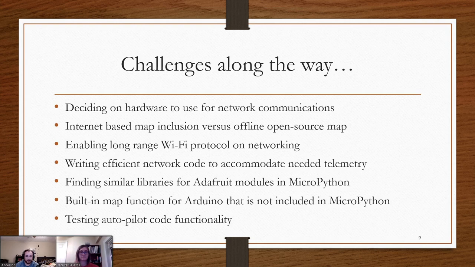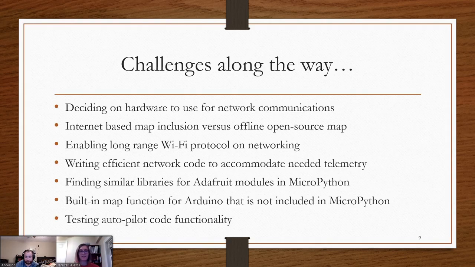They enabled the long-range Wi-Fi protocol on the networking modules. This was a lot of work just because all the firmware is written in C, and it takes a long time to get in there and dig through it and then recompile it. And then finally, writing network code that was efficient enough to accommodate the telemetry we need from 4 devices at once, all coming into a single dual-core module and into a Raspberry Pi.